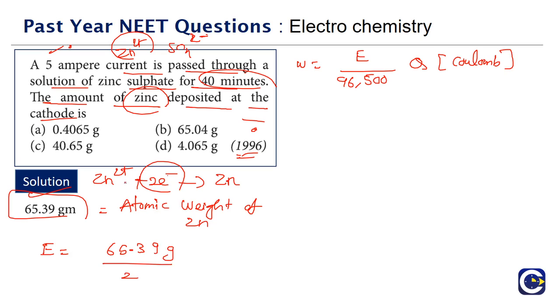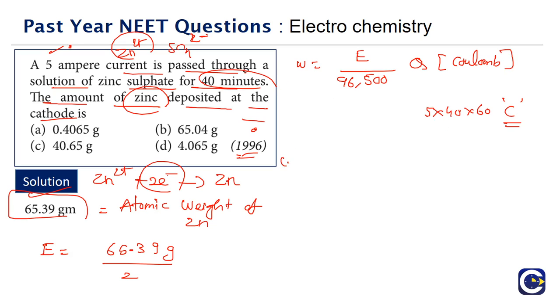For the ions, when they are getting discharged, how do you calculate the equivalent weight? For the metallic ions, it is the atomic weight of the respective ion divided by the valency factor. So this will give us the E value. But what about the charge? 5 ampere current is passed for 40 minutes, means 5 into 40 into 60. That will be the charge in coulombs. Why? Because we are converting minutes into seconds, each minute being 60 seconds.